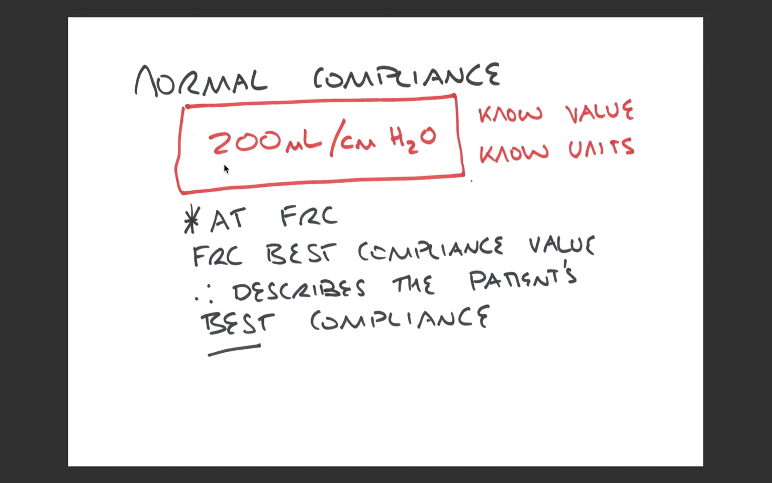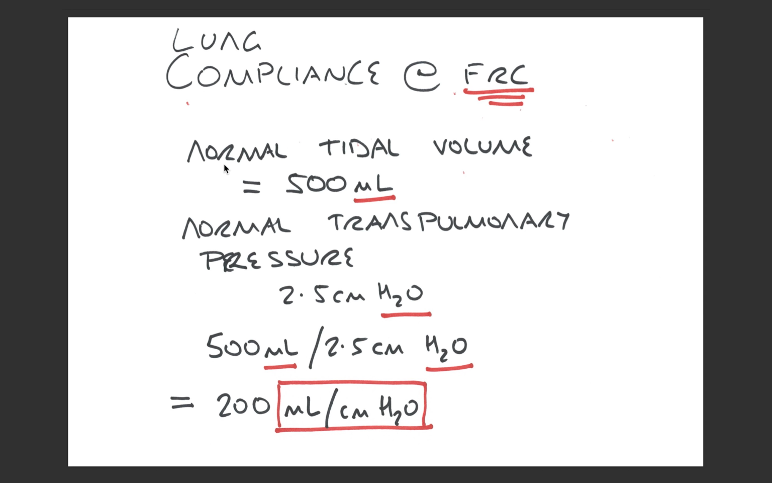We need to know a value for normal compliance, and the normal value at FRC for the lung, not the total compliance, but for the lung, is 200 mils per centimetre of water. I think you should know this value, and I think you should know these units. And as it's at FRC, it is the best compliance for that patient. Lung compliance at FRC. If I couldn't remember the normal volume, and I couldn't remember the normal units, if I could work them out in my Viva, I think I would score quite good marks.